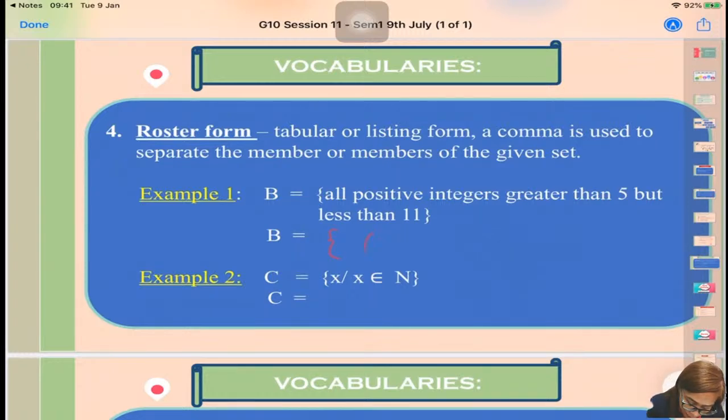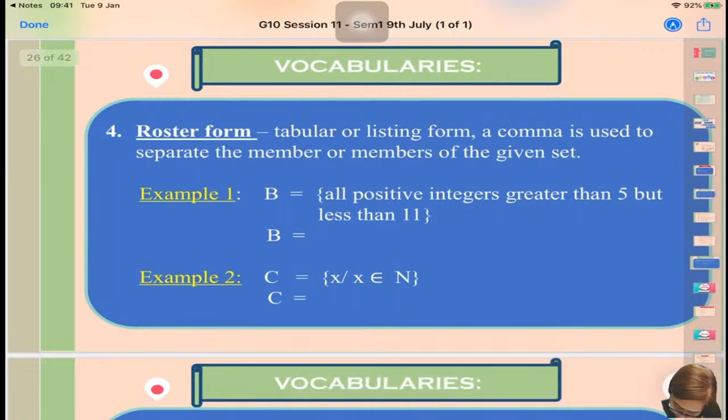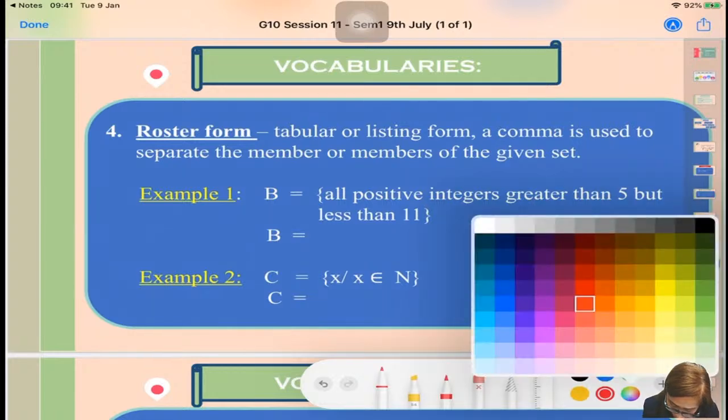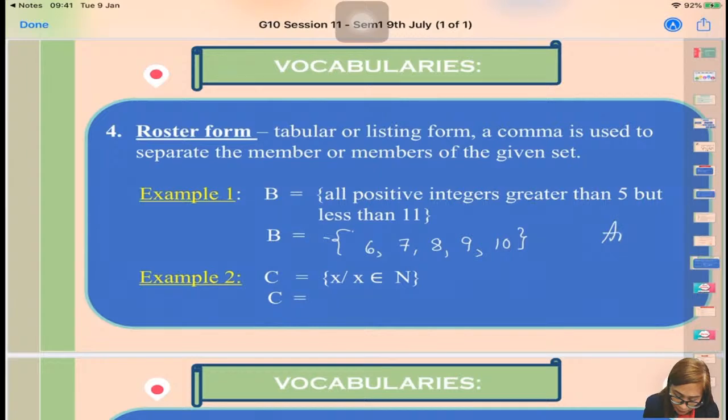So we begin with 6, comma. Can you see it? Okay, and let me change the color to maybe white. Okay, let me change it. So we have the set of 6, 7, 8, 9, 10, and close brace. So this is the answer.